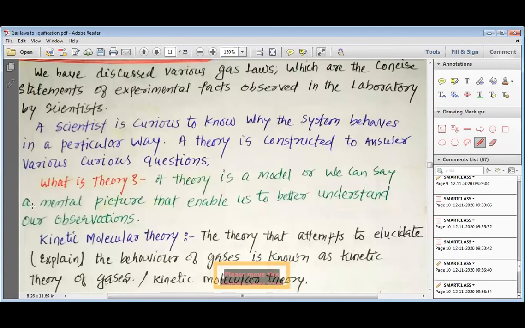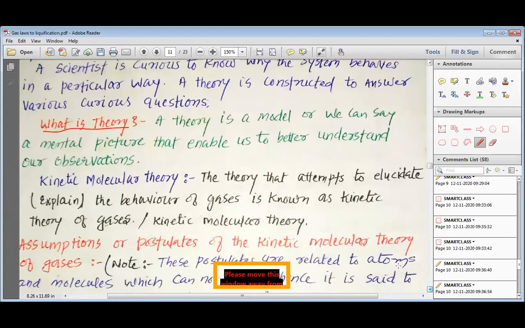So the first question that comes into our mind is, what is a theory? Let us understand the definition of theory. A theory is a model, or we can say a mental picture, that enables us to better understand our observations. Once again, a theory is a model, or a mental picture, that enables us to better understand our observations.